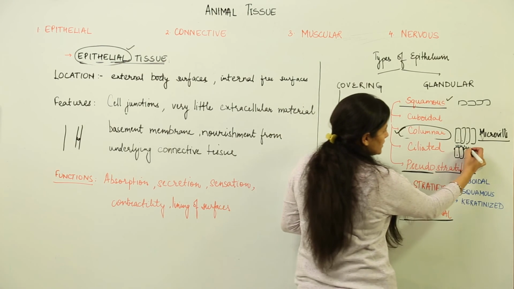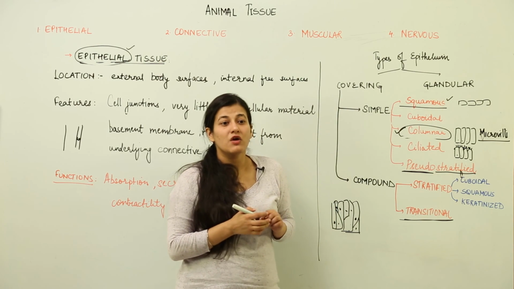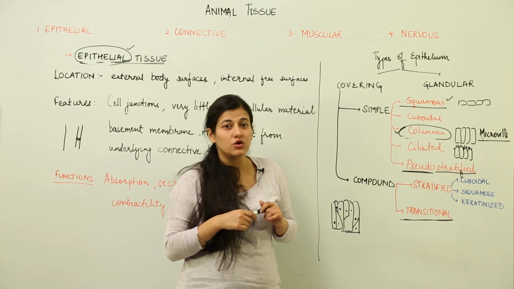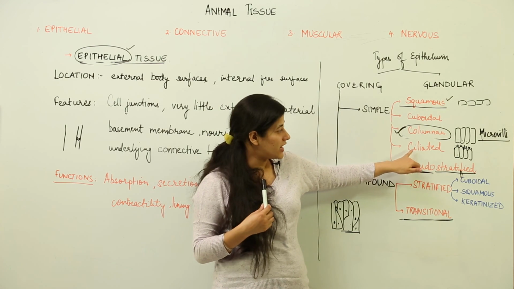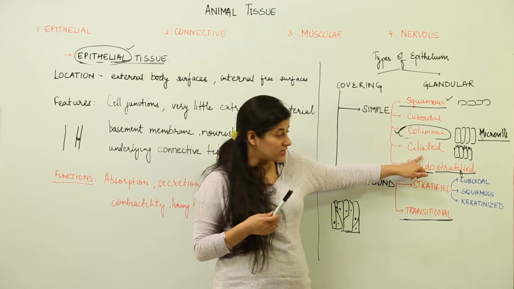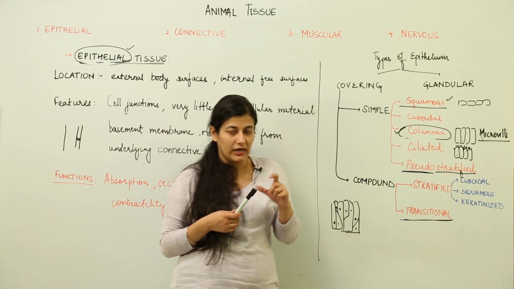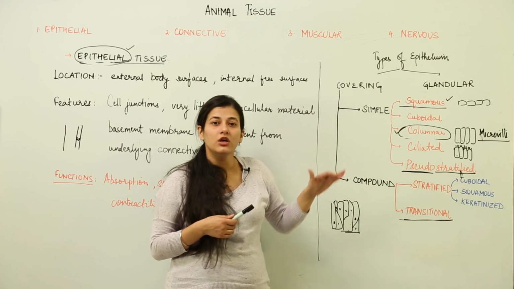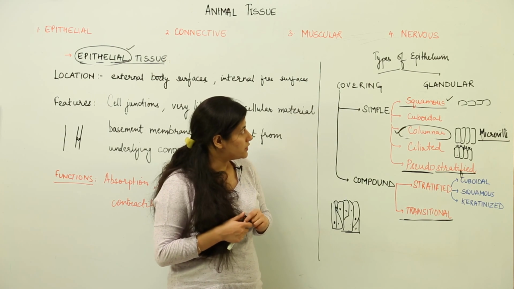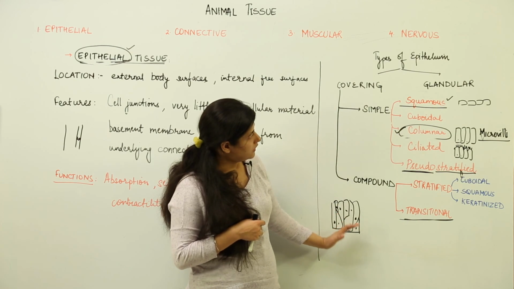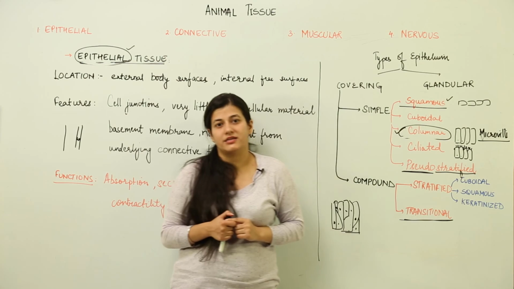Then we have ciliated. In ciliated, as you can see, cilia are present. So this type of epithelium would be found in those places where particles are to be moved. So let's talk about our nasal chamber. It would have ciliated epithelium. Then we talk about our ear. It has ciliated epithelium. Fallopian tubes have ciliated epithelium. And then we come to pseudostratified. Something thickened would be there, and it could be ciliated or non-ciliated depending upon the location where it is present. So this is all about the covering epithelium. Glandular epithelium shall be taken in the next class. Thank you.